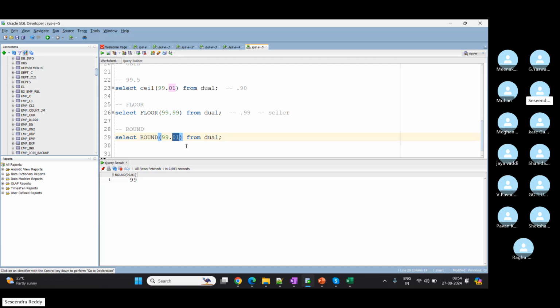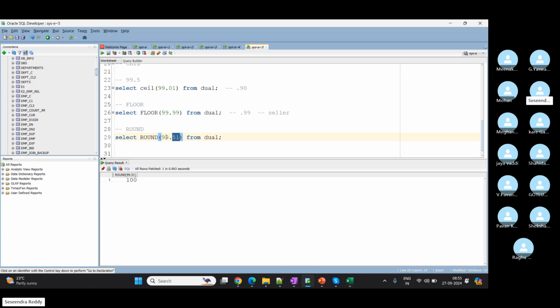So let's say the customer needs to pay 99 rupees 49 paisa. This time again it is near to the lowest value, so it will round to the lowest. Next time if they want to pay 99.51, it is above 50%, so it will round to the highest value. So this round function works on both sides, for both customer and seller. If it is near to the lowest value, it will round to the lowest value. If it is near to the highest value, it will round to the highest value.